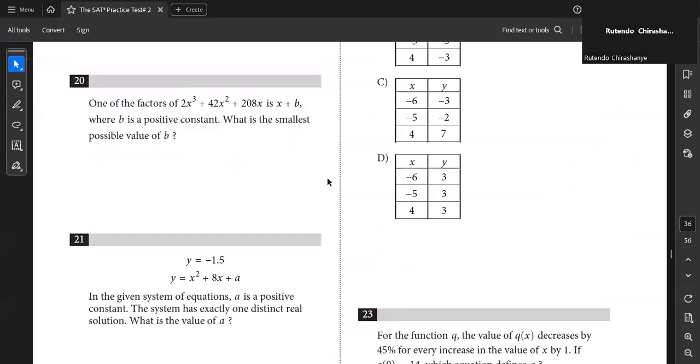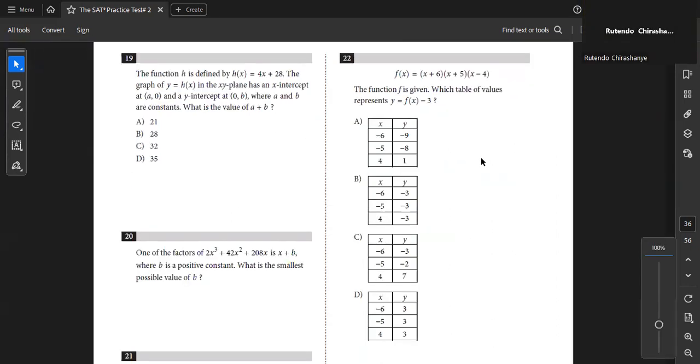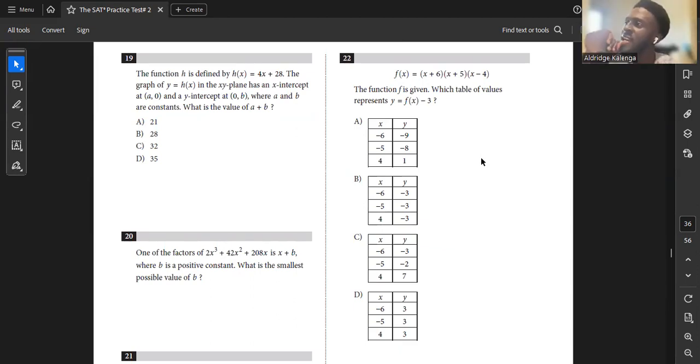Okay. Let's move on. Question 26. A function f is given. Which table values represent y is equal to f of x minus 3? So the whole function minus 3, guys. I'm going to decrease this a little bit so you can see everything. This should be quick. We're almost done with the section, guys. It's up to 27. We're almost done.